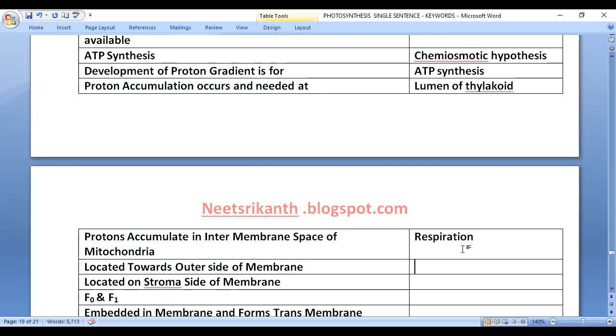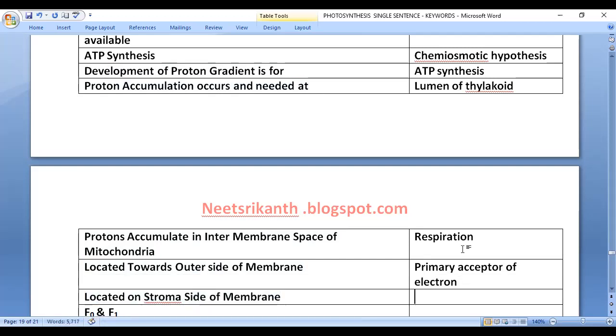Located towards the outer side of the membrane. Primary acceptor of electron, located on the stroma side of the membrane. NADP reductase.